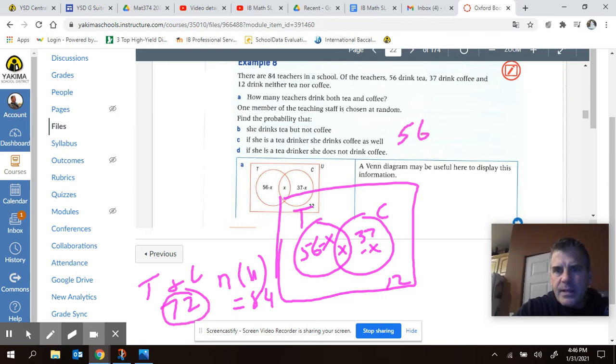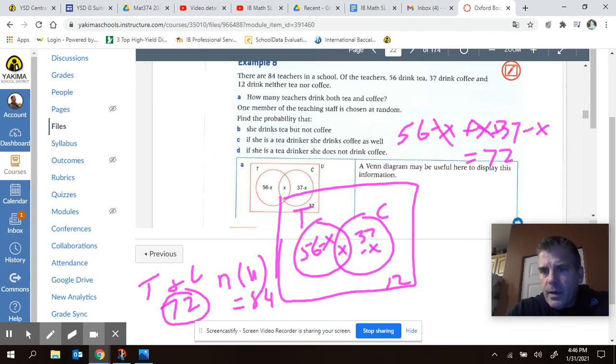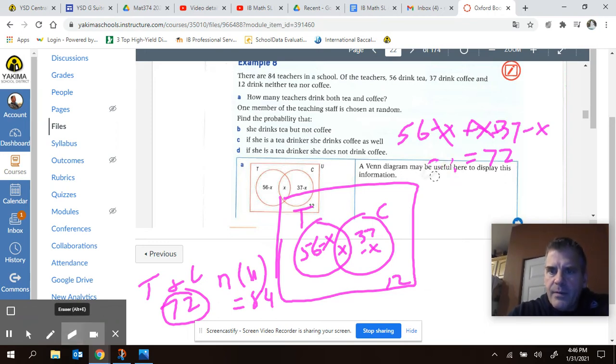So that gives us 56 minus X plus 37 minus X, all should equal 72. Okay, so it might seem silly why we're doing this, because you can just take away the X's, that's fine. So we have 56 plus 37 minus X. Well, 56 plus 37, what is that? 93. Make sure I did my math right there. I think that's right. And so then we've got 93 minus X is equal to 72.